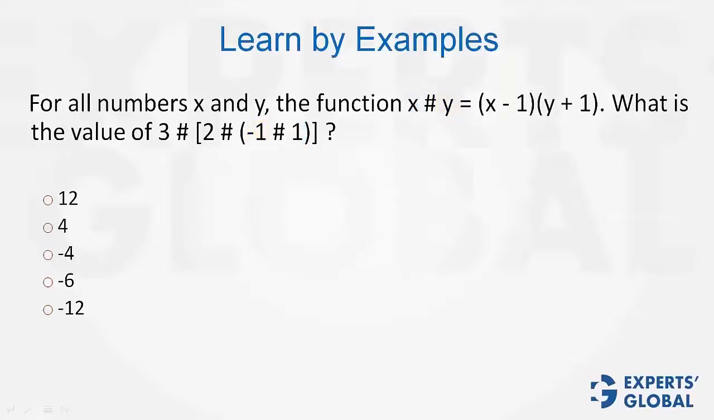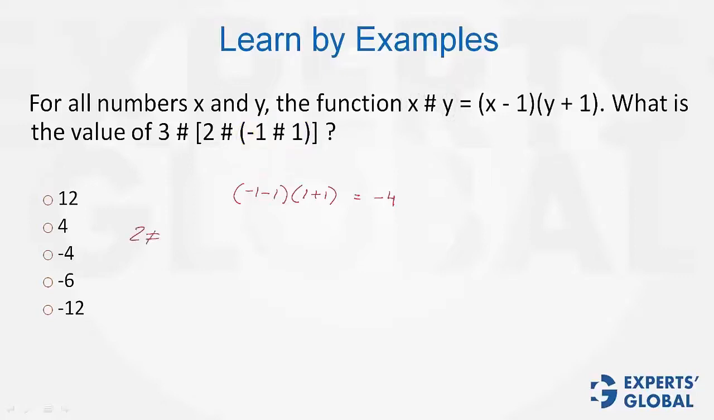We start with the innermost parentheses. First, find the value -1 pound 1. That means x equals -1, and y equals 1 here. Therefore, this part becomes -1 minus 1 times 1 plus 1. That's -2 times 2 equals -4.